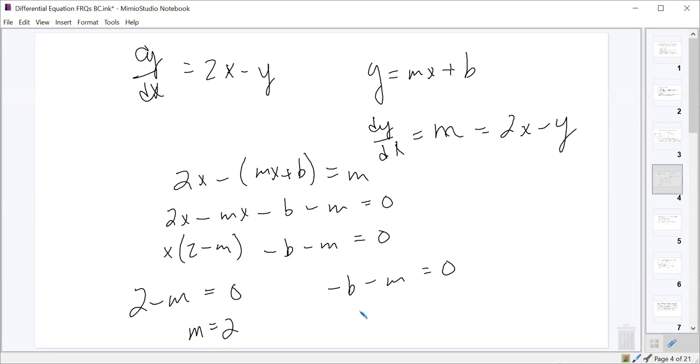And if m is 2, then b must be negative 2. And so that solves that system of equations and tells us that if we had the equation y equals 2x minus 2, it would solve dy dx equals 2x minus y.